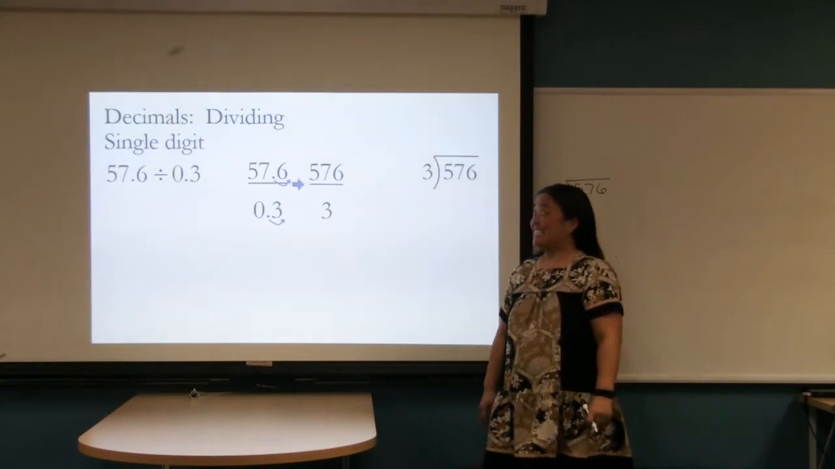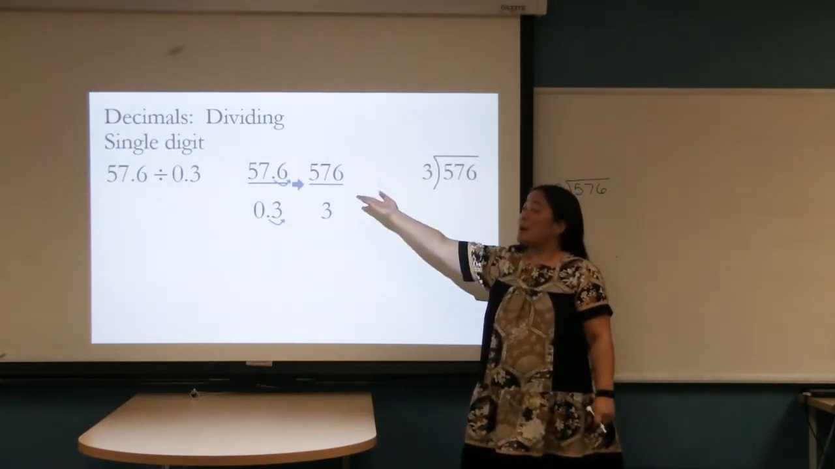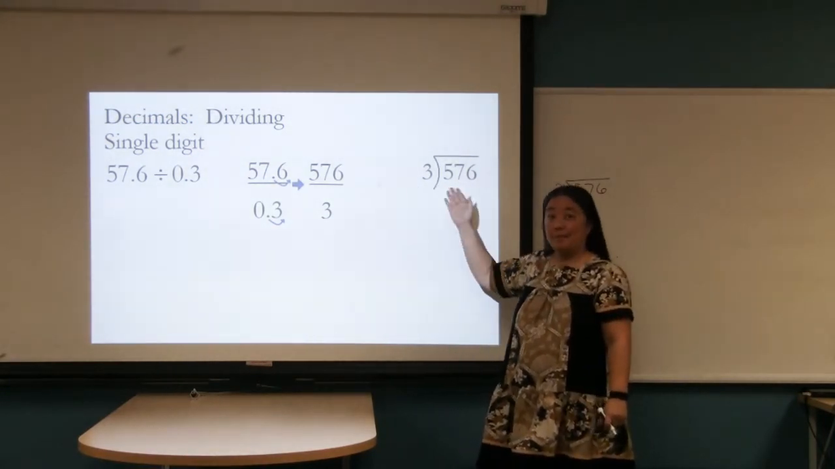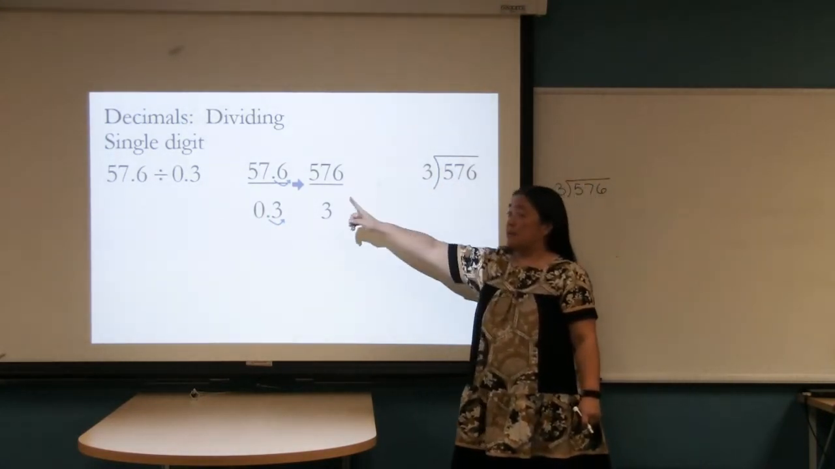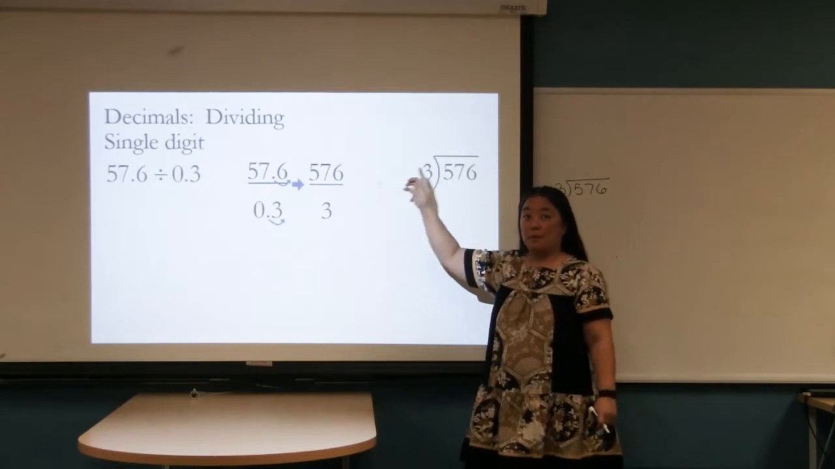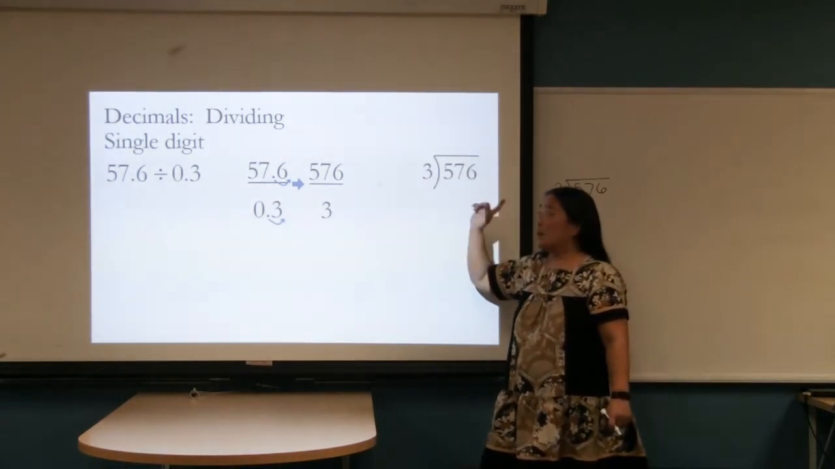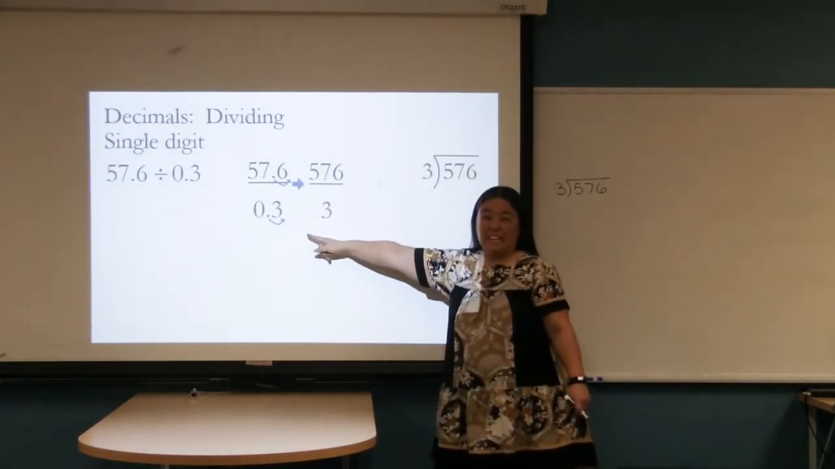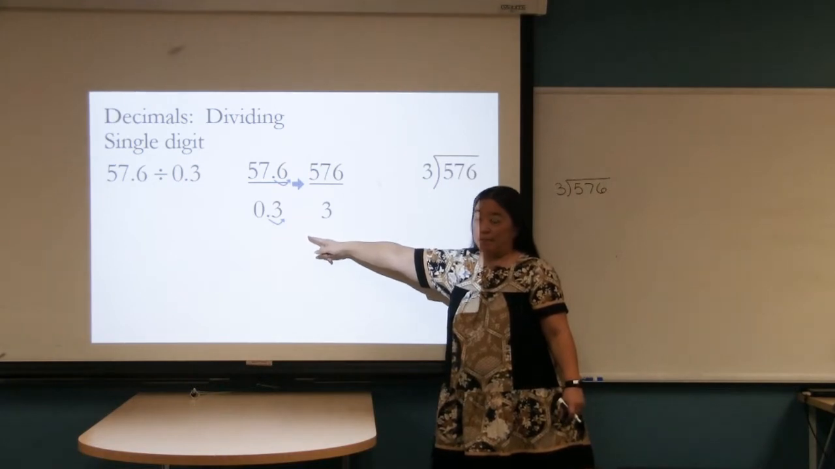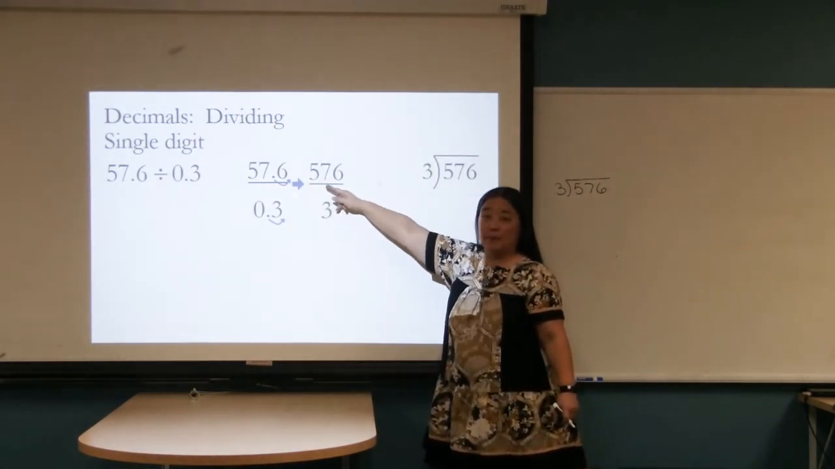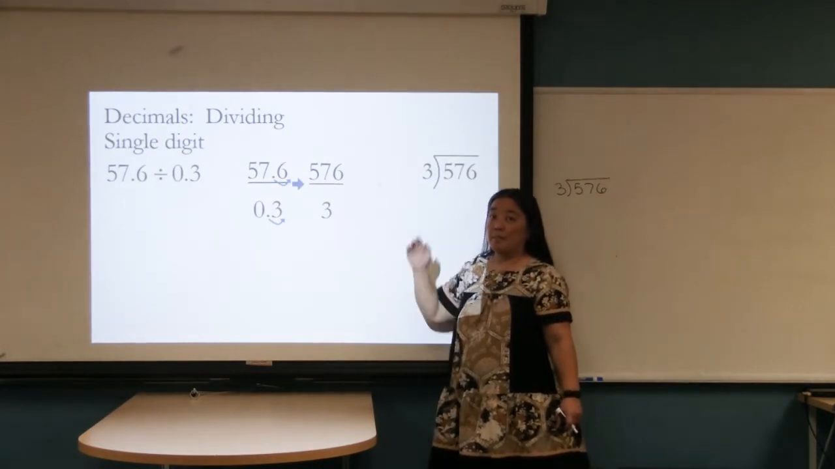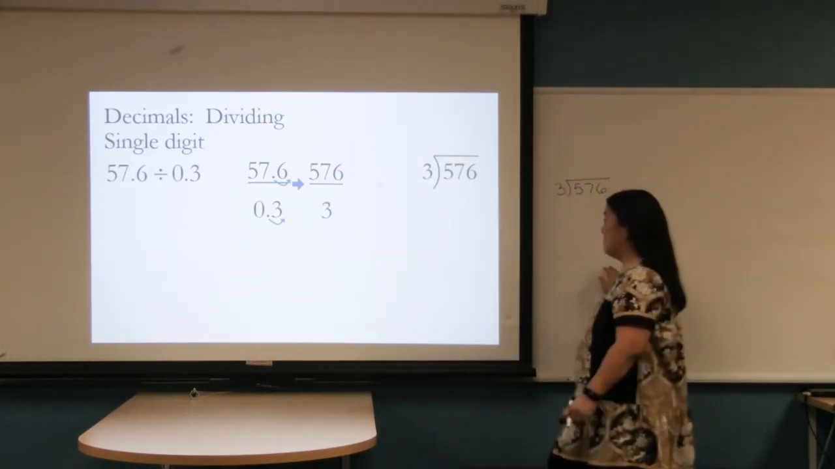Decimals, dividing, single digit. We have the problem written left to right, top to bottom, and inside out. But you'll see that again, something happened between the original version of the problem and this one. We're not allowed to have a decimal in the bottom. So we move the decimal one to the right on the bottom, and to be fair, we move it one to the right on the top, which gives us this lovely problem.